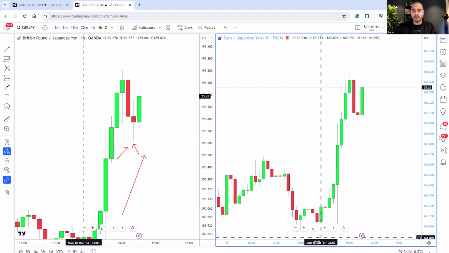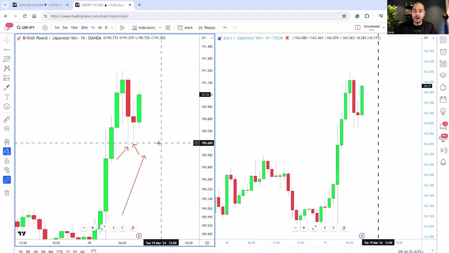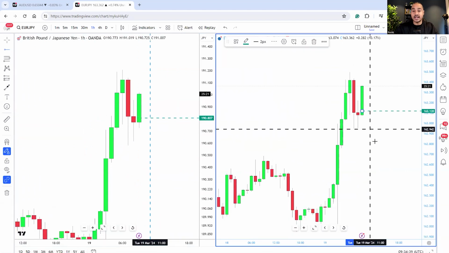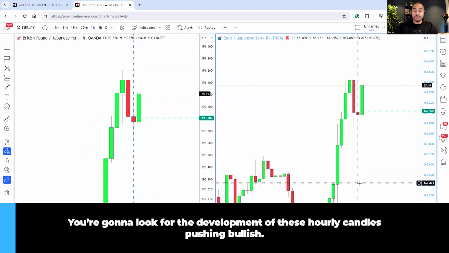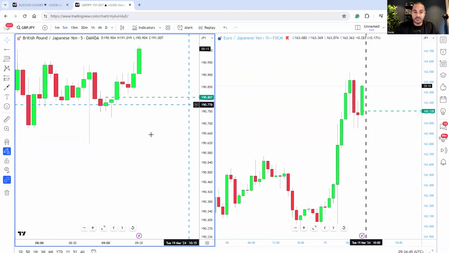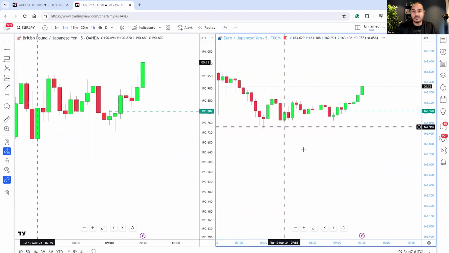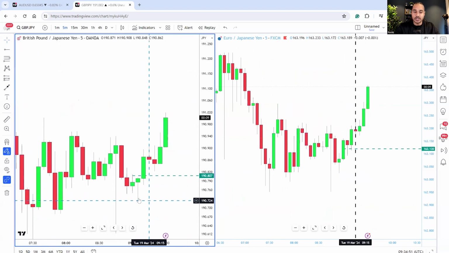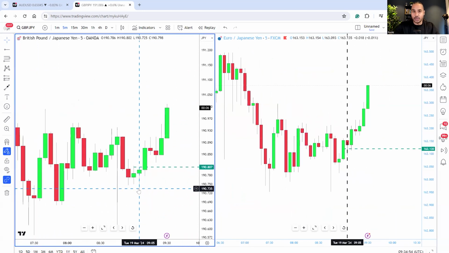So with that in the back of my mind, I'm going to do the exact same thing. I'm going to wait for the market to show me that short-term behavior, which it has. I'm then going to look for the development of these hourly candles pushing bullish. I'll scale to the 5-minute time frame over here, and over here. And now I'll look for the confluences. So let's say I'm looking to trade this on the new hourly open.